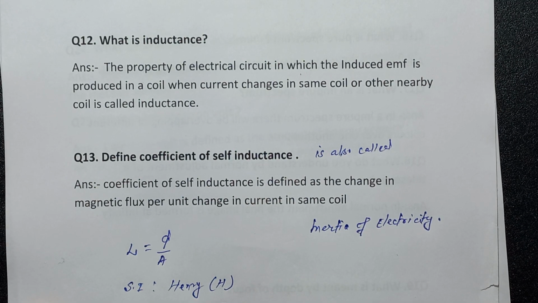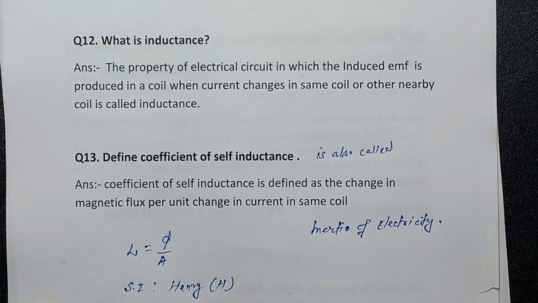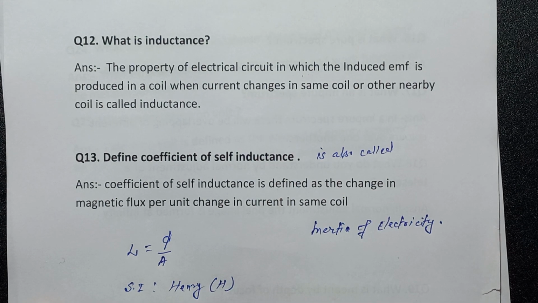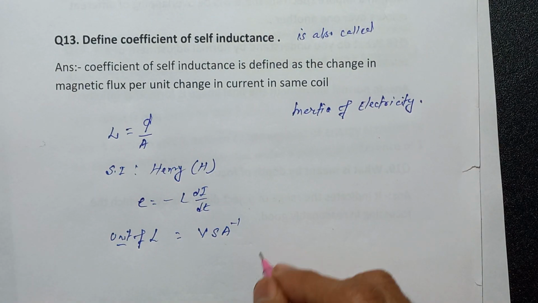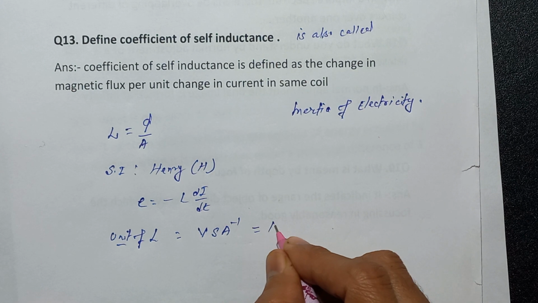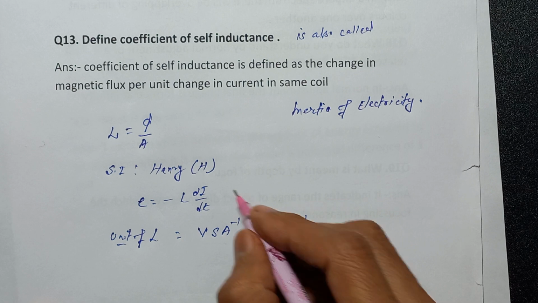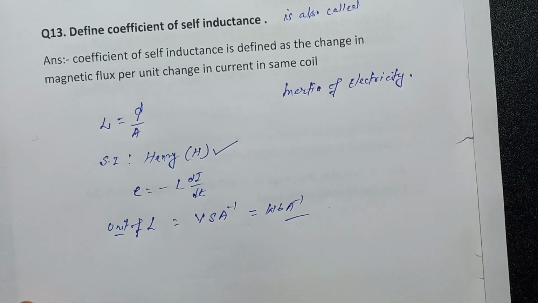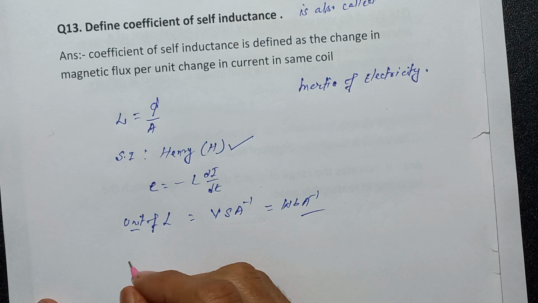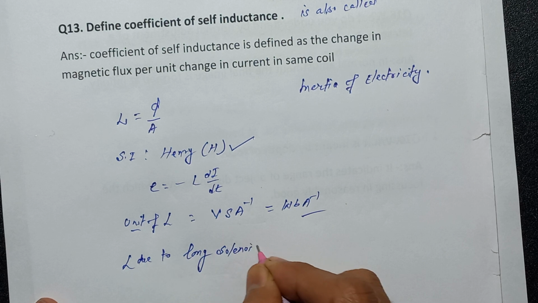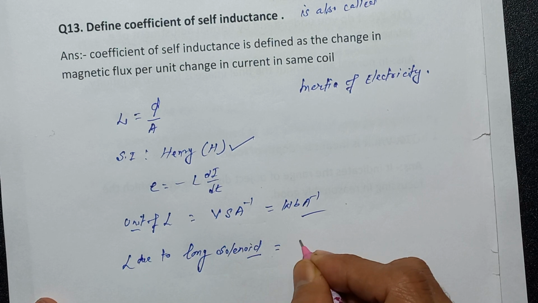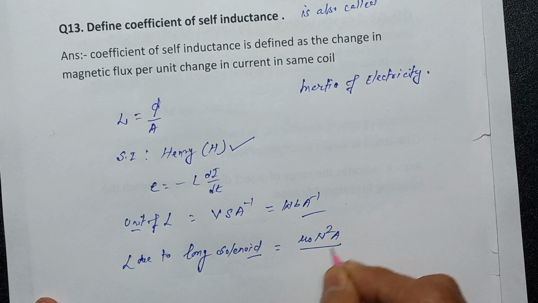So from here you can also determine another unit of self-inductance, that is volt second per ampere. One more unit can be asked in examination, Weber per ampere, but in the SI system its unit is Henry. It is also asked: L due to a long solenoid. The relation is mu naught n square A L.